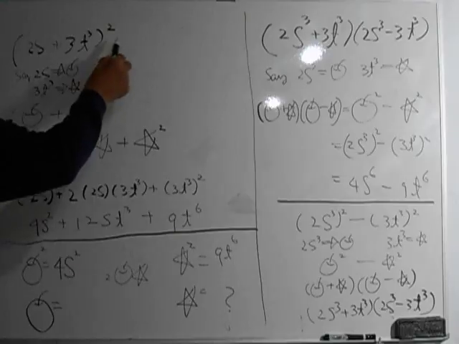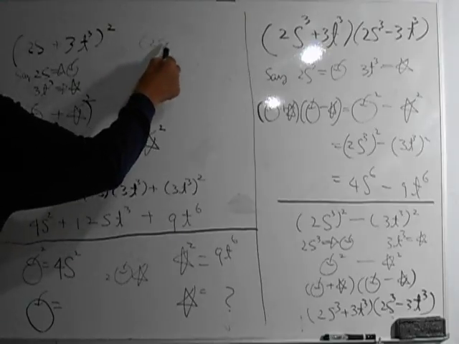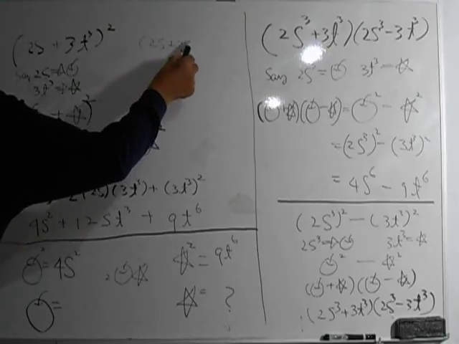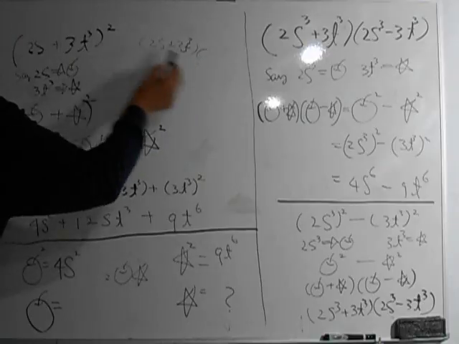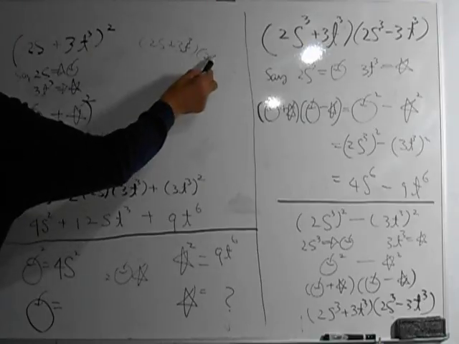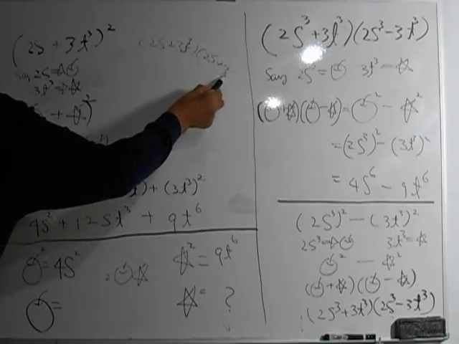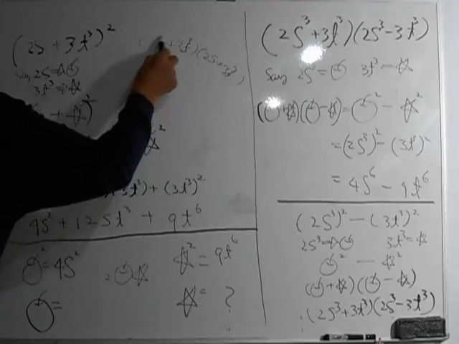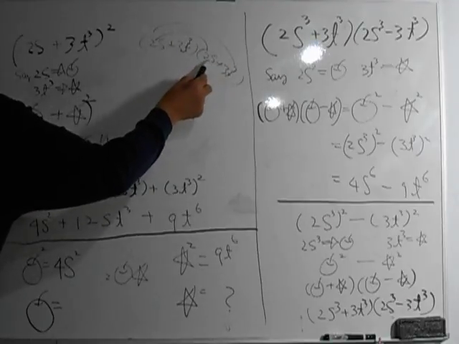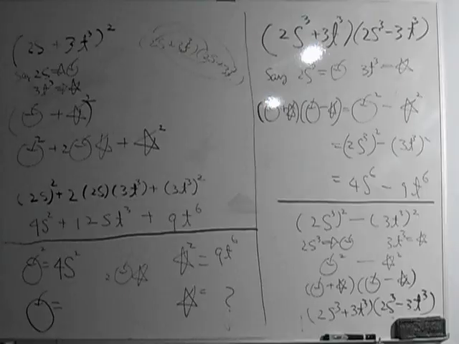You can change this (2s + 3t^3) squared means 2 times (2s + 3t^3). You can do this way, you can do this, and this. But it's a time consuming thing. If you use a step formula, much easier.